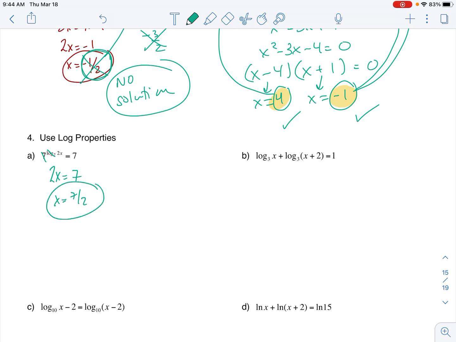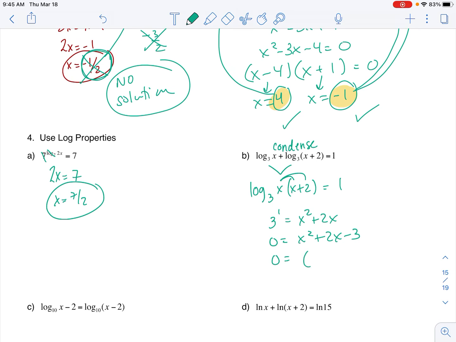On letter B, we see on the left-hand side of the equation we have 2 logs that are being added. So this is where I'm going to condense by using addition. I'm sorry, by using multiplication, because addition turns into multiplication. Then I'm going to rewrite this. So now I've got just 1 log equal to a number, so I can now rewrite this as an exponential. So 3 to the first. I'll go ahead and distribute that out. And so then I get a quadratic. Hopefully this factors.